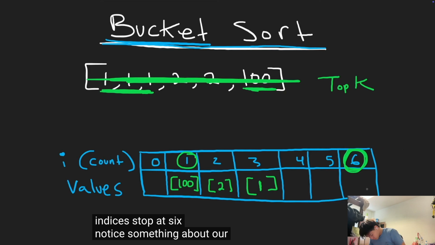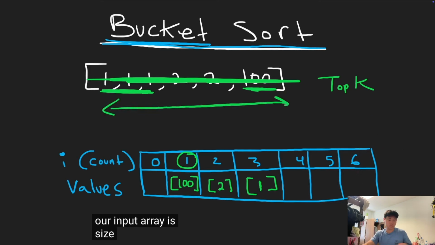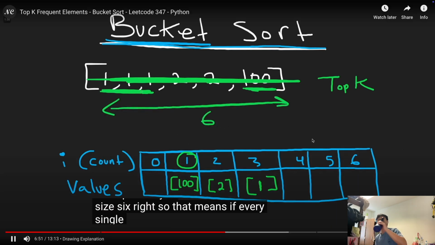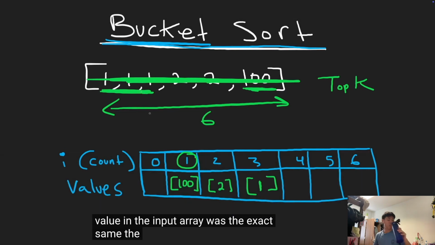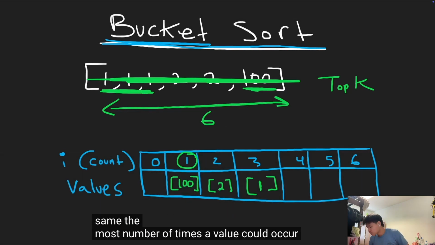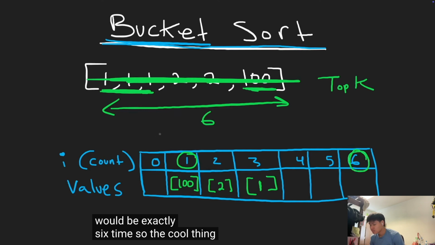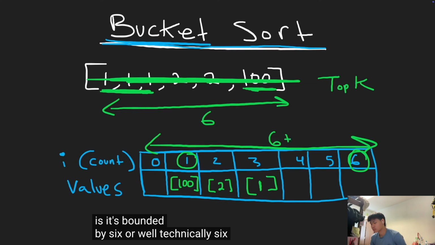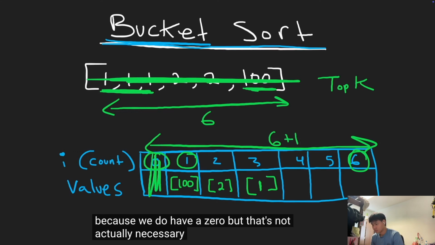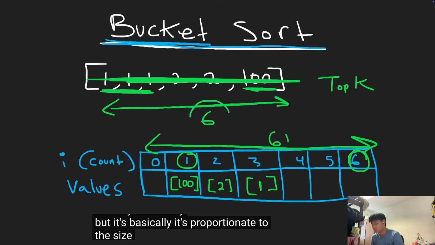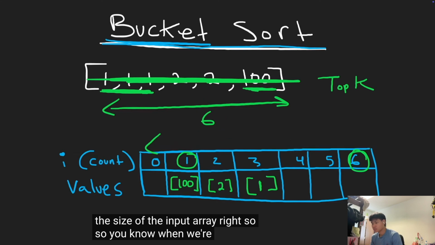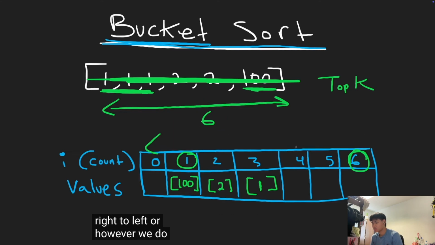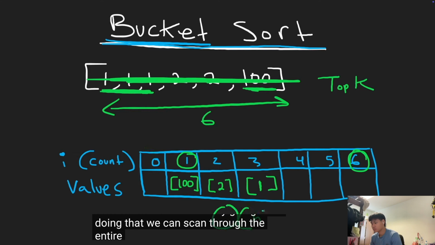Notice something about our input array. Our input array is size 6, right? So that means if every single value in the input array was the exact same, the most number of times a value could occur would be exactly 6 times. So the cool thing about this new array that we're creating is it's bounded by 6, or well, technically 6 plus 1 because we do have a 0, but that's not actually necessary. But it's proportionate to the size of the input array, right? So when we're scanning from right to left or however we do it, we can scan through the entire thing in linear time.